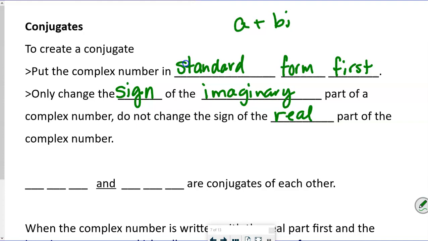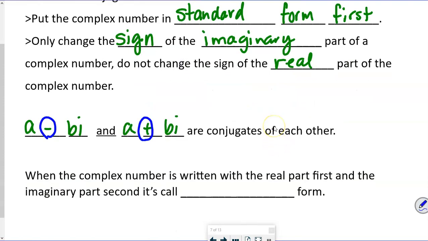So when we do these, we're going to have A minus BI and A plus BI. These are conjugates of each other, and you should be able to see that the only thing that changes is the signs, y'all. So if we started with a negative, it becomes positive. If we started with a positive, it becomes negative, of only the imaginary part, okay? And down here it says, when the complex number is written with the real part first and the imaginary part second, it's called, again, the standard form. And this is not on y'all's notes, but I'm just reaffirming that to y'all, okay?